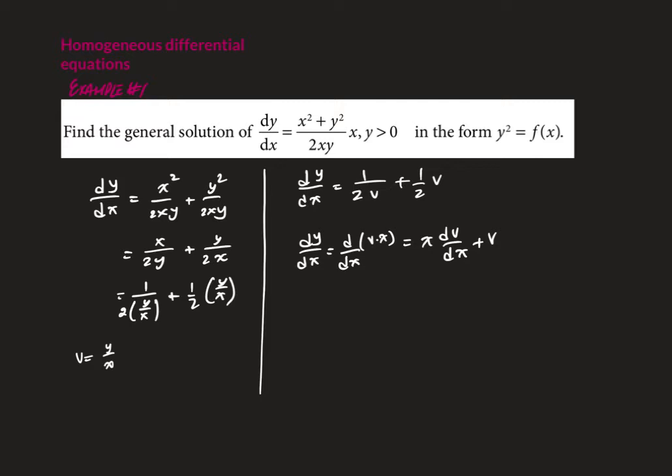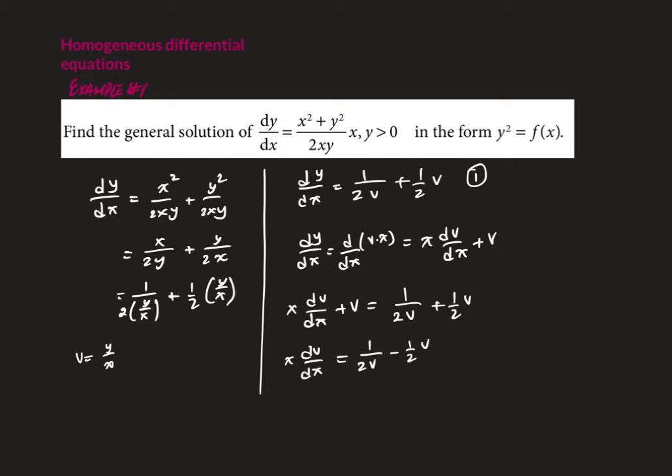So I'm not going to do this process all the time with as much detail as before. I'm just going to substitute it into my equation so that this gets x dv dx plus v is equal to 1 over 2v plus 1/2 of v. Now, as you can see, this equation is separable, so we're going to use the method of separation of variables to solve it. First, we are going to move that plus v to the other side. So 1 over 2v plus 1/2 of v minus v would be minus 1/2 of v.